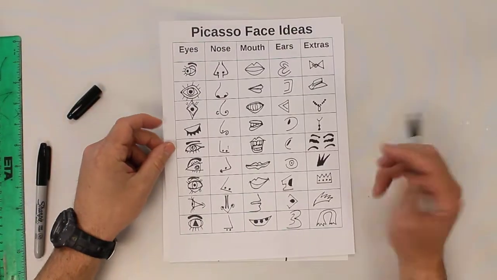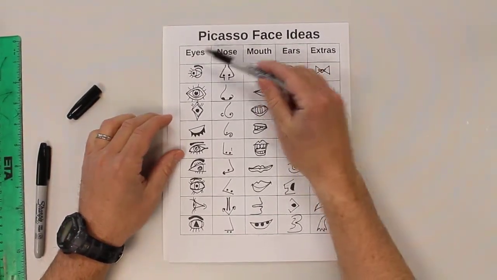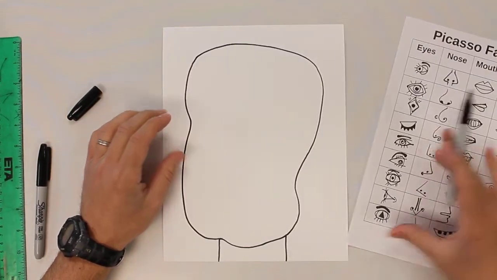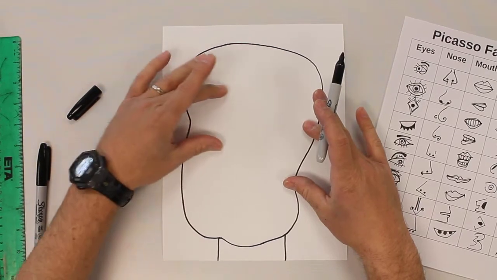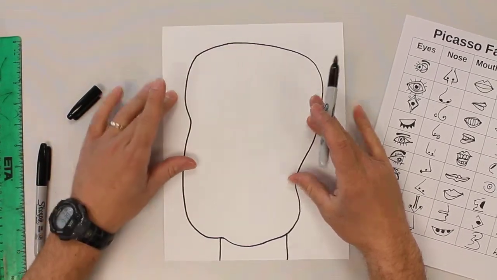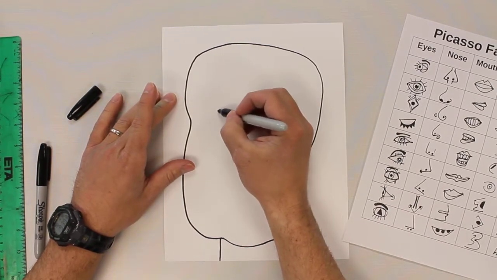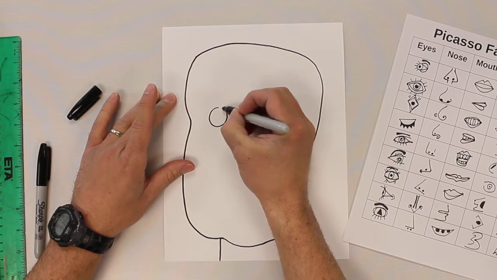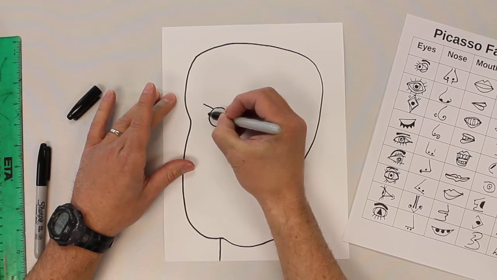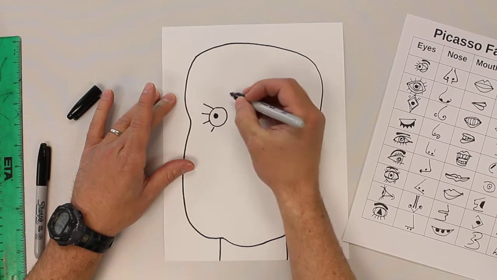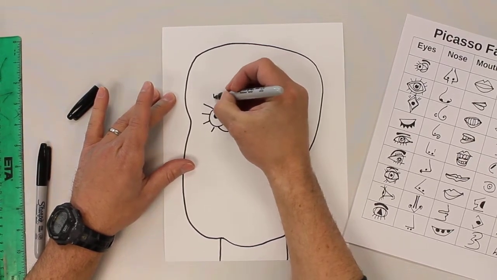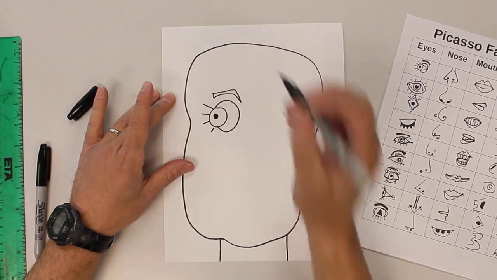I have an idea sheet here that I made up for you guys, going through the eyes, nose, mouth, ears, and then even extras. So for example, if you're going to do an eye, you could do it in normal spots or you could do it right up here. It's really up to you. So if I were going to do an eye, maybe I'd start right here. I'd choose an eye and then I just go ahead and start drawing it where I want it to go. Okay? The more wild you do it, the better.